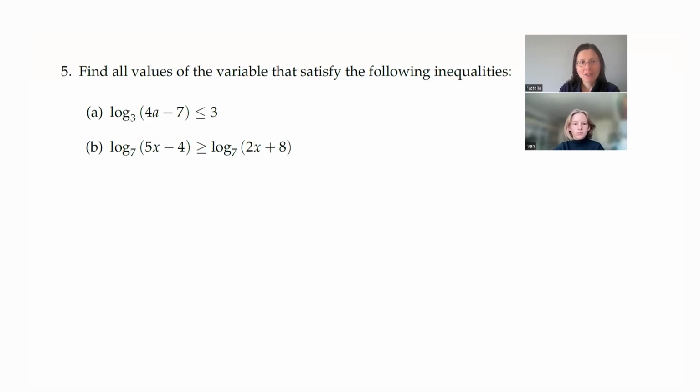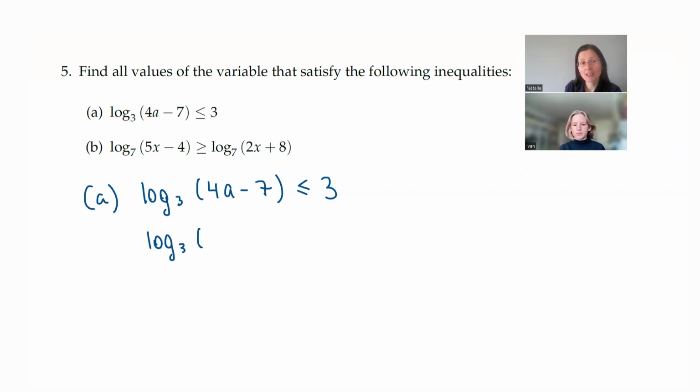Problem 5. Find all values of the variable that satisfy the following inequalities. So here we have a logarithmic inequality. How do we approach inequalities? There are several ways, but what would you suggest we do here? I would suggest we first take this inequality and turn it into an equal sign. We take this inequality and look at the equality.